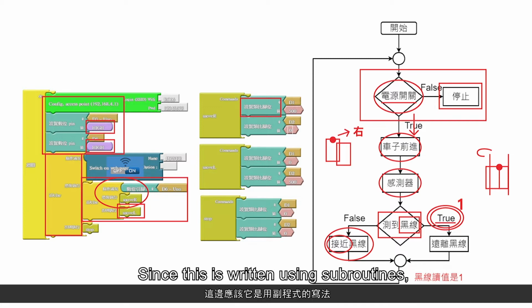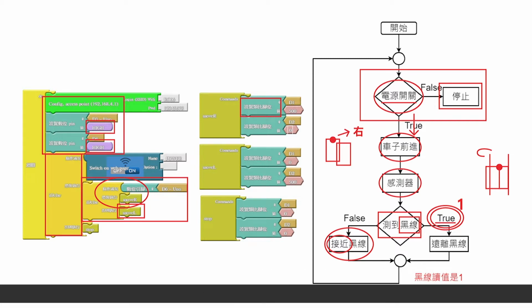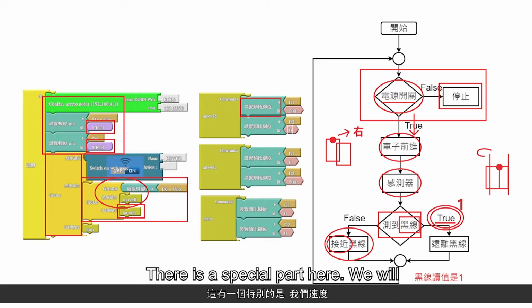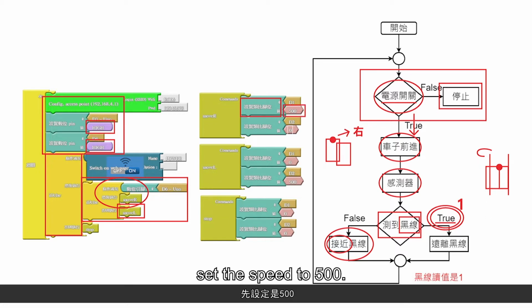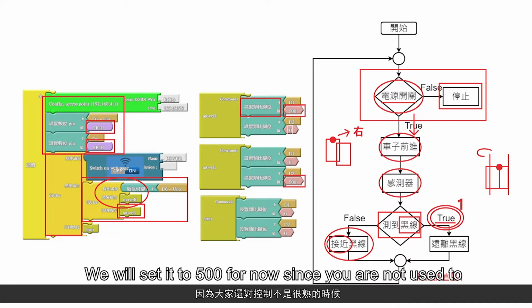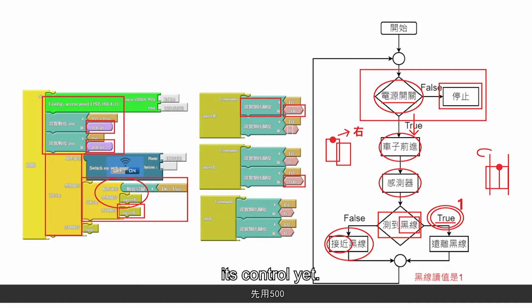Since this is written using subroutines, you should be able to see the difference. There's a special part here. We will set the speed to 500. We'll set it to 500 for now since you are not used to its control yet. After you are familiarized with it, for the next stage, you can try to change the power to a slider.